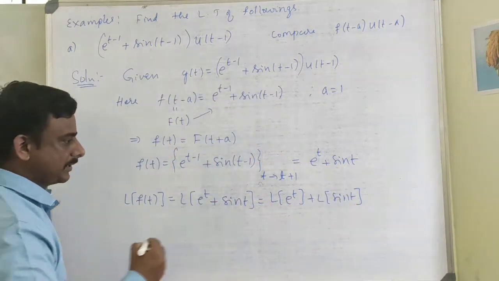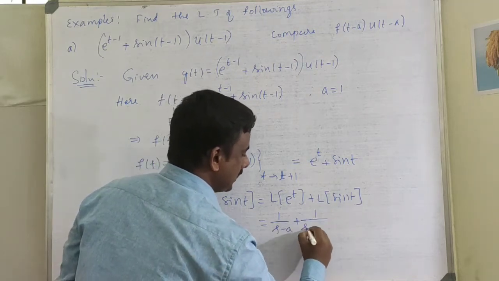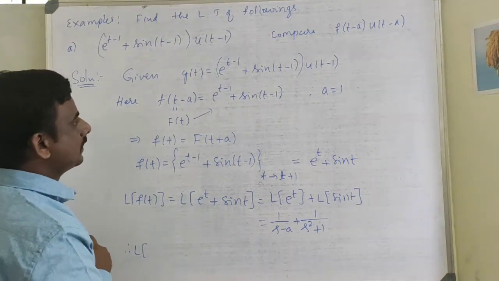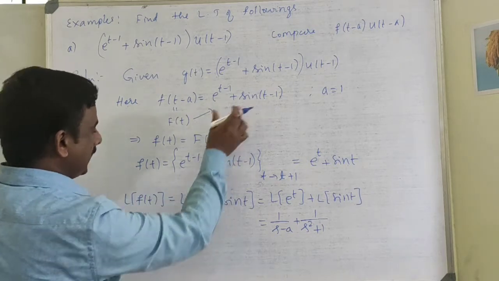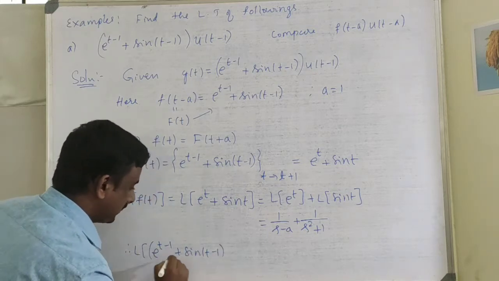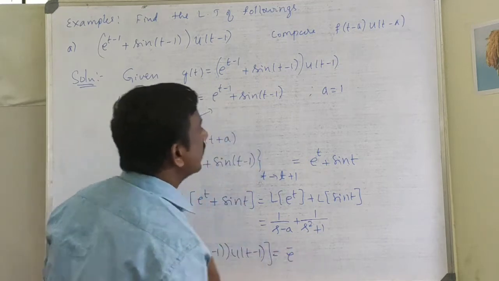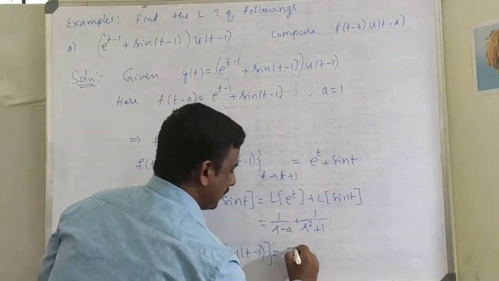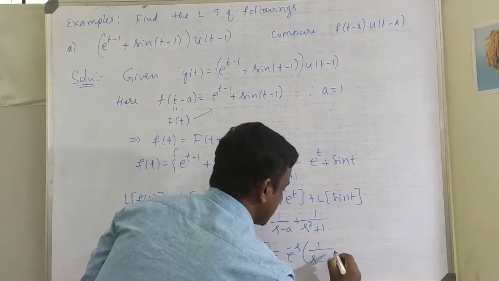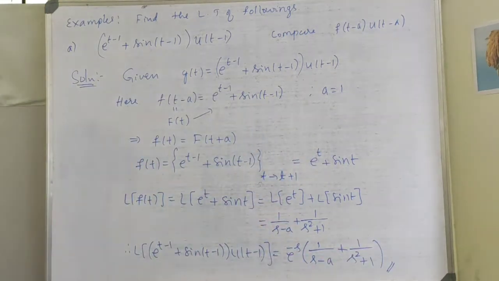What is Laplace transform of e power t? That is 1 by s minus a. Laplace transform of sin t, that is 1 by s square plus 1. Therefore, Laplace transform of e power t minus 1 plus sin of t minus 1 into u of t minus 1 is equal to e power minus s. Here a is 1. So e power minus s into Laplace transform of f of t, that is 1 by s minus a plus 1 by s square plus 1. So that is the solution of the given problem.